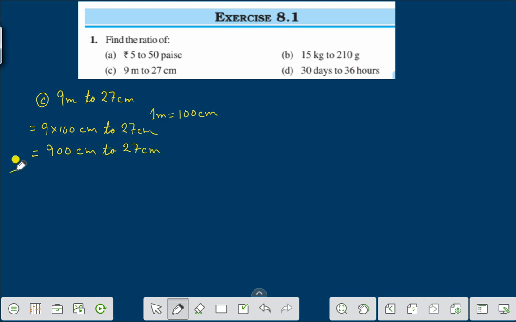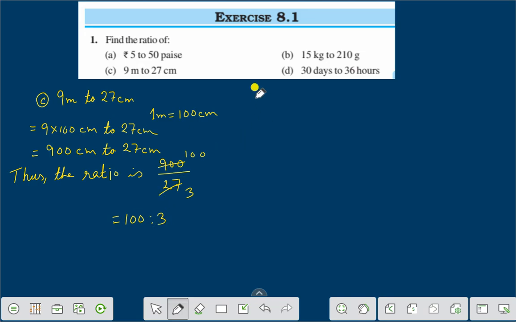Thus the ratio is 900 by 27. If you change into lowest term, dividing by 9, 3 9 27 and 9 100 900. Therefore, we are getting the ratio as 100 is to 3.